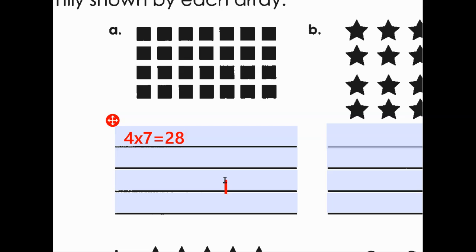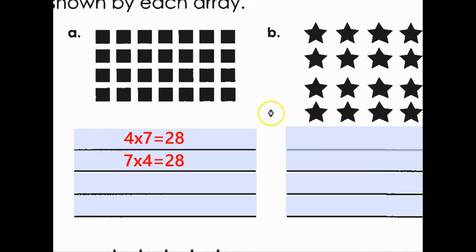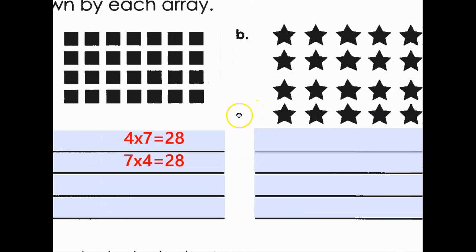Okay. And then when I flip this over, if I have 4 times 7, what am I going to have instead? 7 times 4. It should be the same thing, right? Which is what? 28.